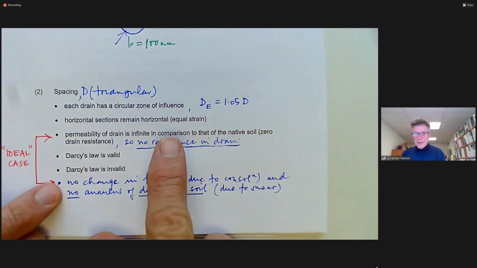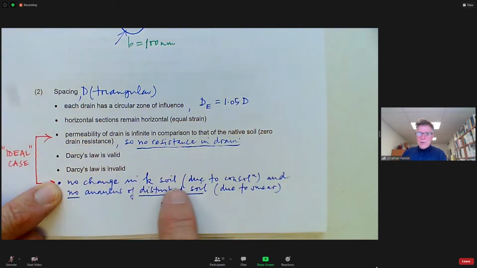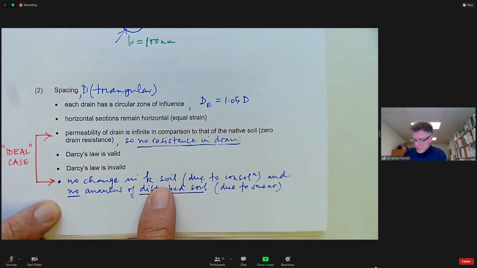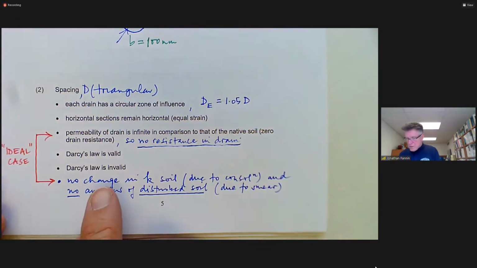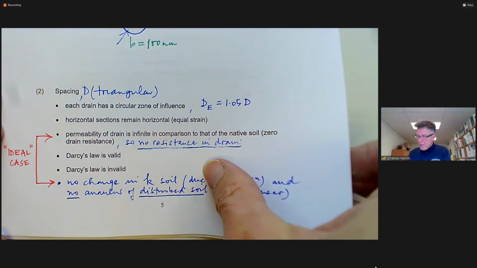The ideal case, then the next case is going to be, well, what if we happen to have this function of just soil disturbance? And then the third case is going to be, what if we have drain resistance that we can't ignore for one reason or another? So we're setting up terminology.